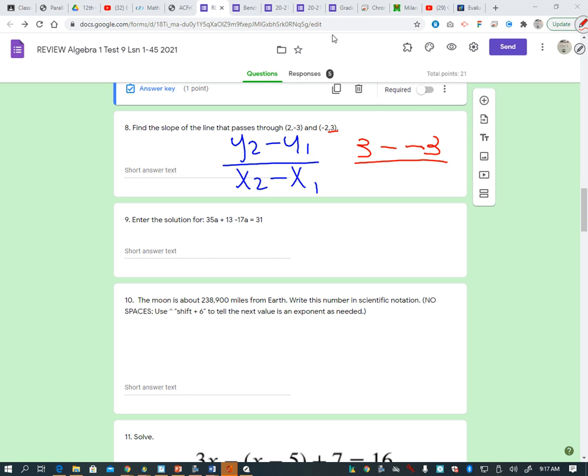Are you familiar? Have you done any of this before? None of it. Okay. All right, so 3 minus -3. You have to have both minuses, correct? Yes? It's a minus that comes from here and a minus from there. All right, what is x2?